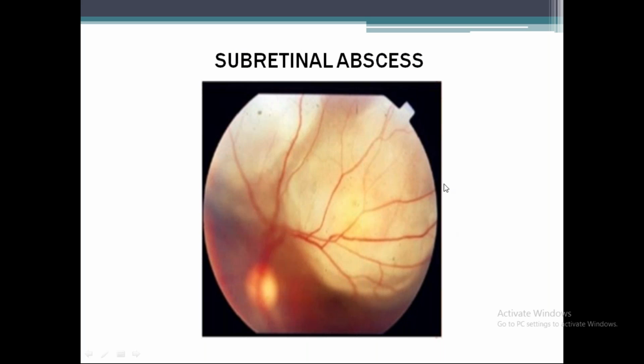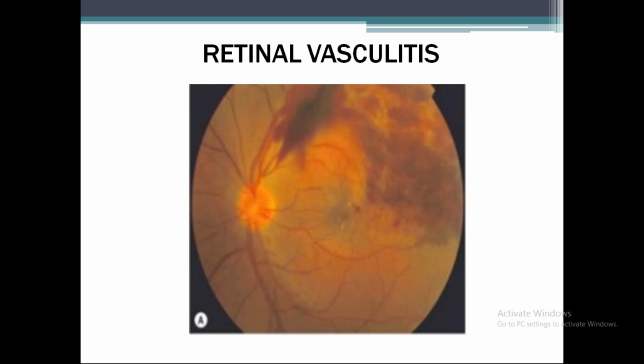Sometimes there can be accumulation of pus in the retina or in the subretinal space. So this is how it appears if there is accumulation of pus. That is called a subretinal abscess. So this is one of the common manifestations which we come across in chronic tuberculosis.